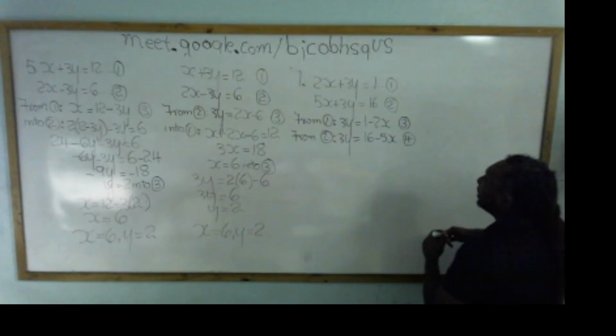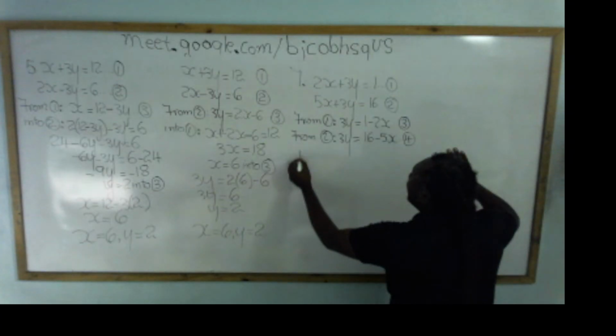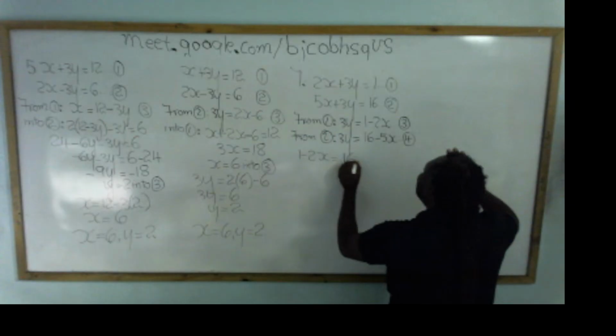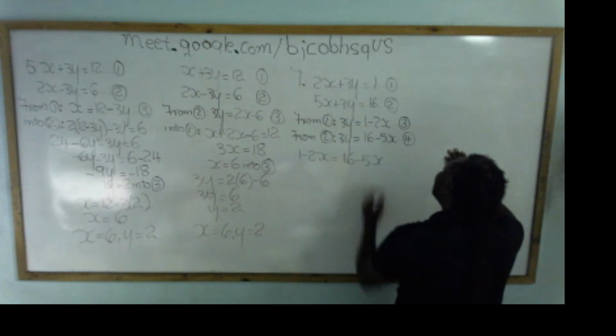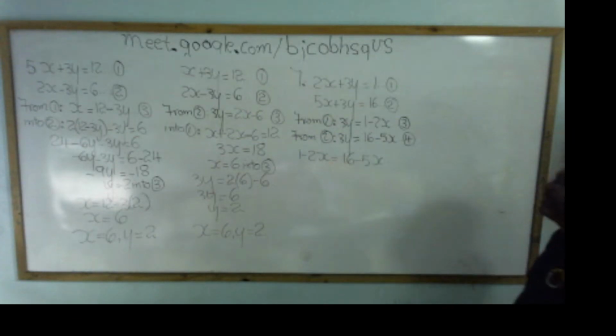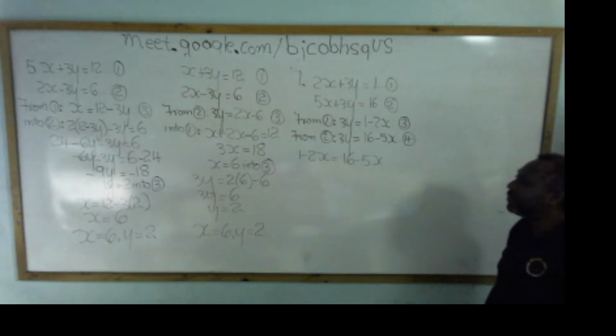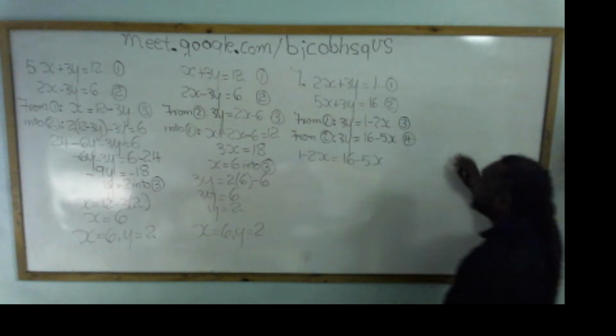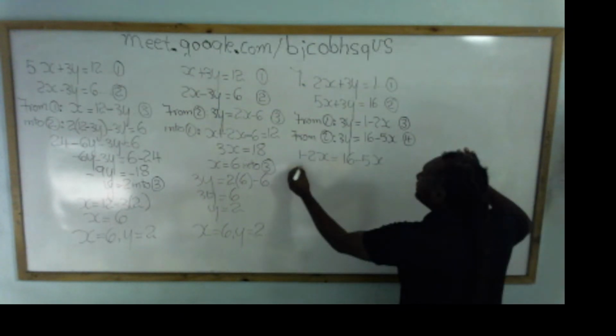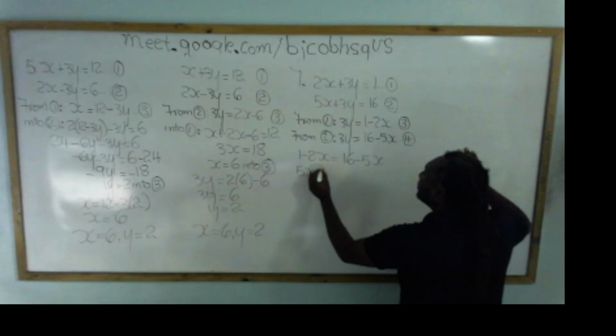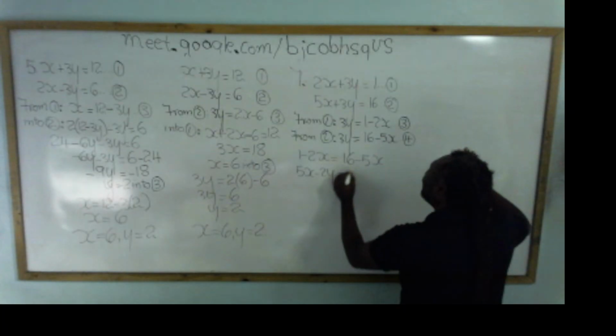So what do we say? 1 minus 2x is equal to 16 minus 5x. So we have one equation in one unknown. We equate the two 3y's and then we move forward. We have a positive 5x here, and then we have a positive 16 there, minus 1.